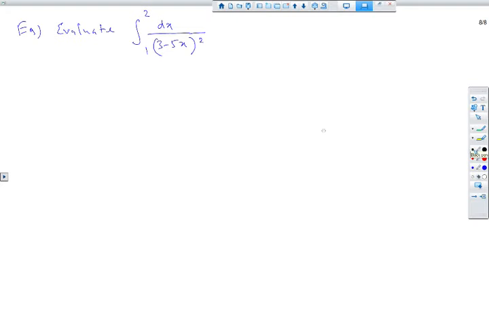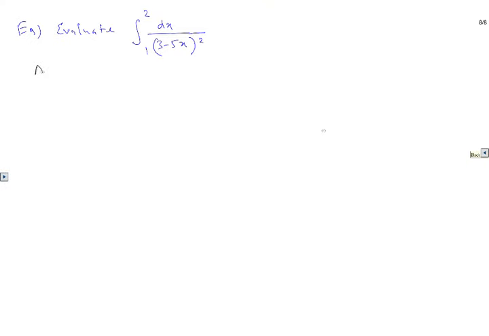So evaluate the integral from 1 to 2 of dx over (3 minus 5x) squared. Okay, so again this is a definite integral. We say u equals the inside function, 3 minus 5x, and then we calculate du, which equals negative 5 dx, and then the limits.